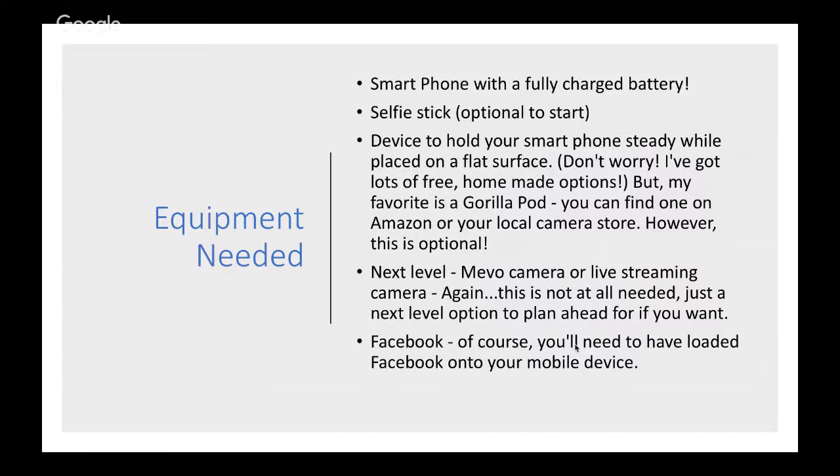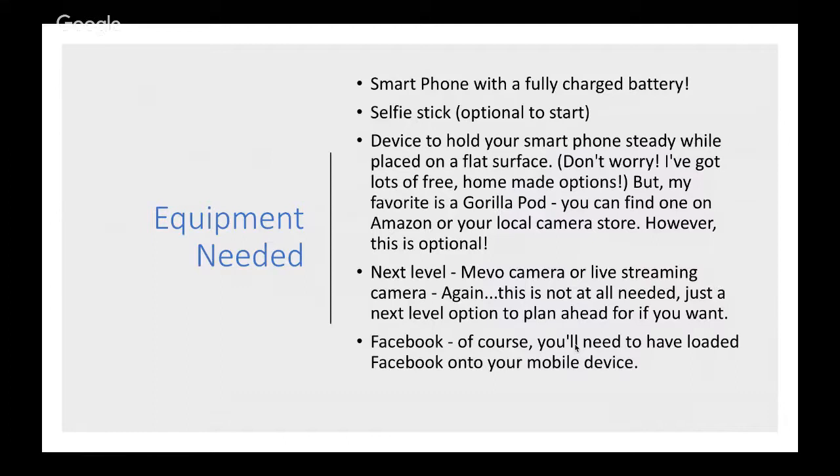So a GorillaPod, of which I don't have mine available, looks kind of like this. This is my microphone, but it's like a 3-legged, obviously a tripod, but it's bendable and it can go in all sorts of places. And you can get them on Amazon or at your local camera store, but it's completely optional.